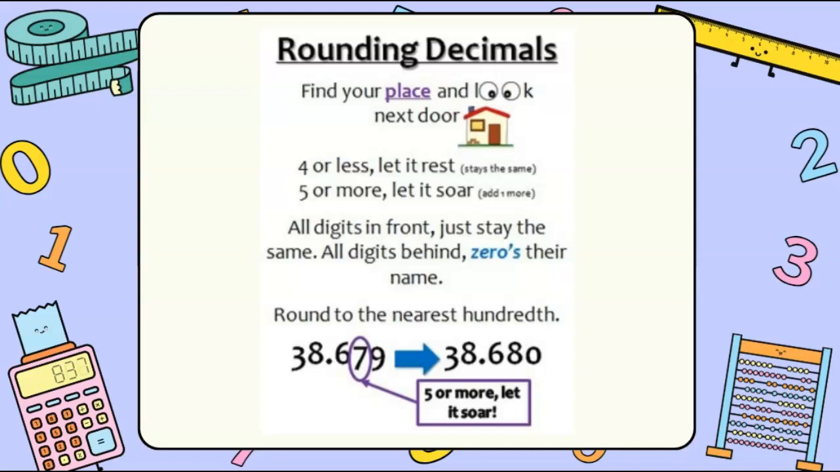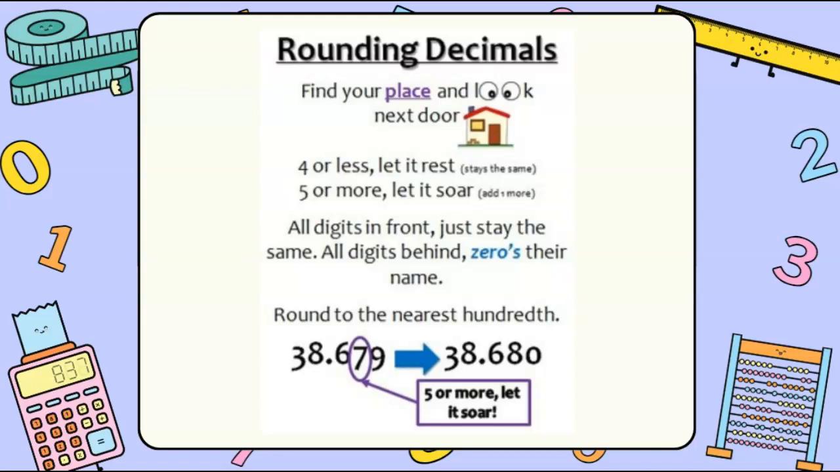So, a rhyme that I like to remember when rounding decimals: find your place and look next door. 4 or less, let it rest. 5 or more, let it soar. This is going to be great to put down in your notes if you want to print this out, or if you want to write it down in your math notebook. Following these steps every single time is going to ensure that you round correctly.